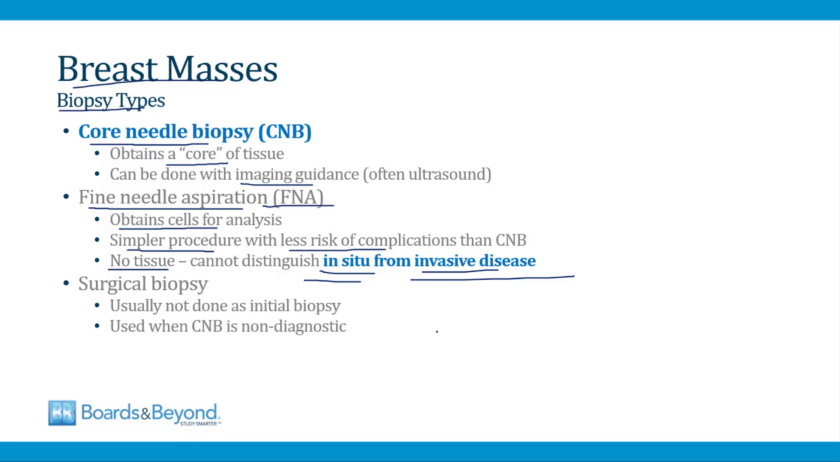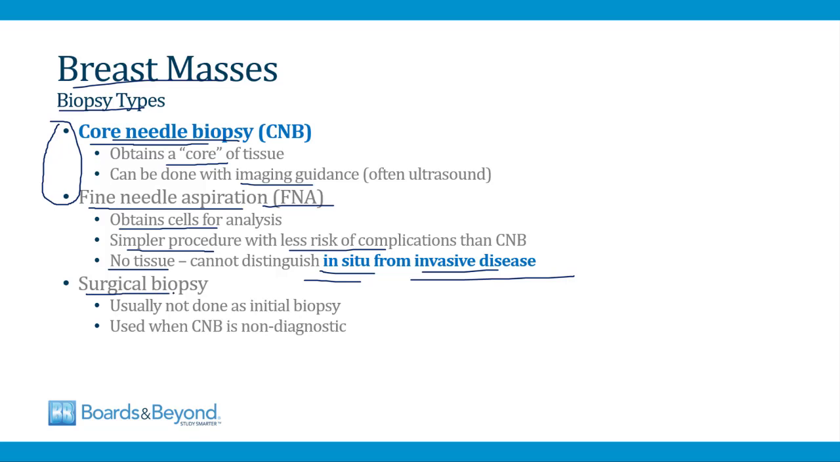So in many cases, when you're trying to work up a breast mass and you think there might be cancer, core needle biopsy is really the preferred procedure because it gives you tissue. Fine needle aspiration is an older technique. It's been around for a long time and is still used in select cases, but it does give you less information. And then core needle biopsy and fine needle aspiration are usually done under local anesthesia.